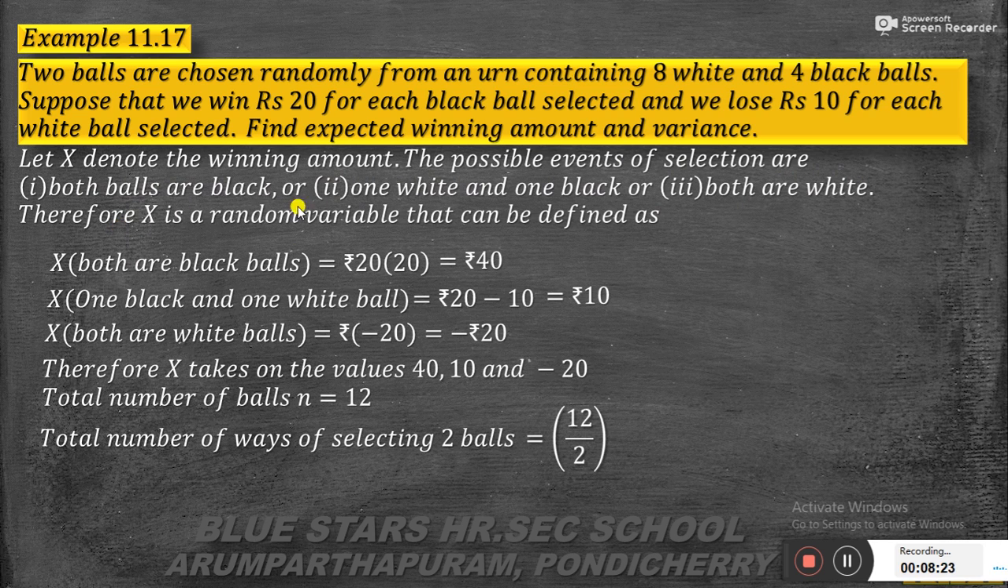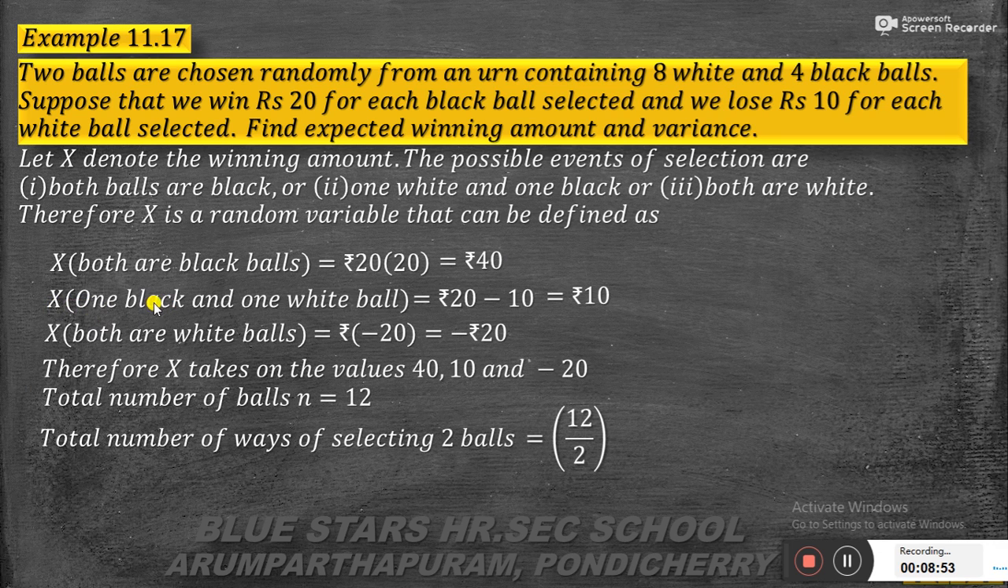So therefore x is a random variable that can be defined as follows. X for both black balls: suppose I take two balls and both are black. Both are black balls means we choose black balls, we get ₹20 each. So 2 into 20, here 2 will come, not 0. 2 into 20, 40 rupees we win. That is 40 rupees winning amount. So I get this 40 rupees. Next x, that means the probability of one black.